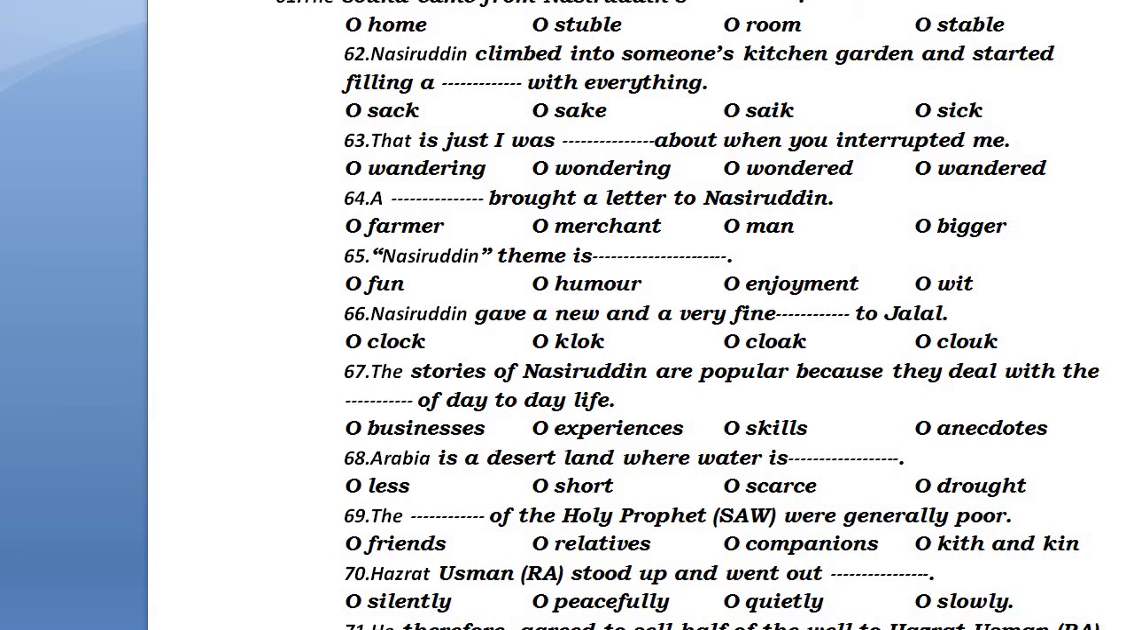Then part 68. Arabia is a desert land where water is dash: less, short, scarce, drought. Then part 69. The dash of the Holy Prophet Sallallahu Alaihi Wasallam, Khatimun Nabiyyin, were generally poor: friends, relatives, companions, kith and kin. So you need to go for the best possible answer. Part 70. Hazrat Umar Radhiyallahu Ta'ala Anhu stood up and went out silently, peacefully, quietly or slowly.